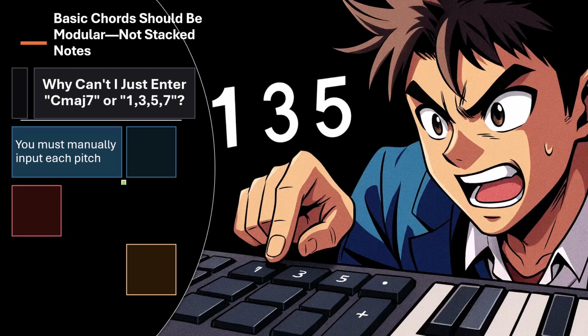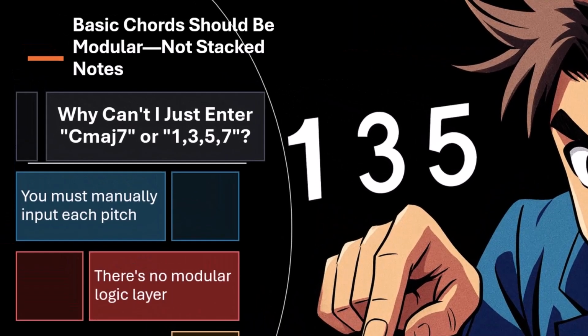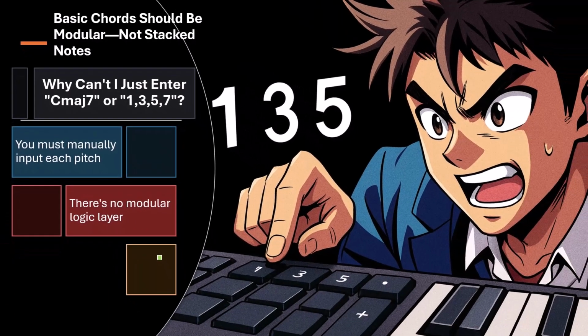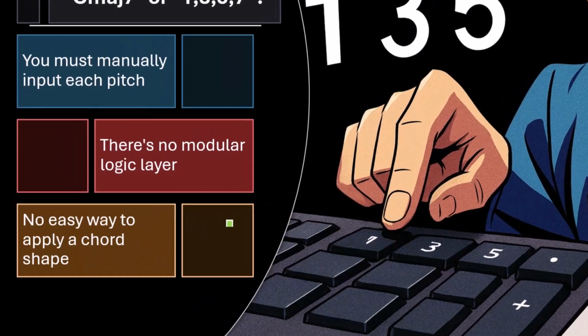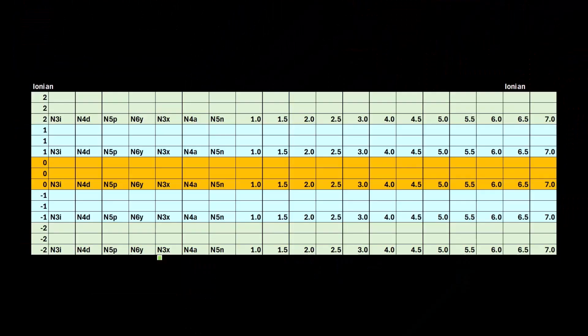So you must manually input each pitch currently. There's no way to enter the chords. You could maybe have a drop down that enters the chords, but it'll still be entered in a stacked system, so you won't be able to go back and read the chords from a chord perspective. You'll have to see the stacking and then know what chord that is. So there's no modular logic layout, no easy way to apply a chord shape.